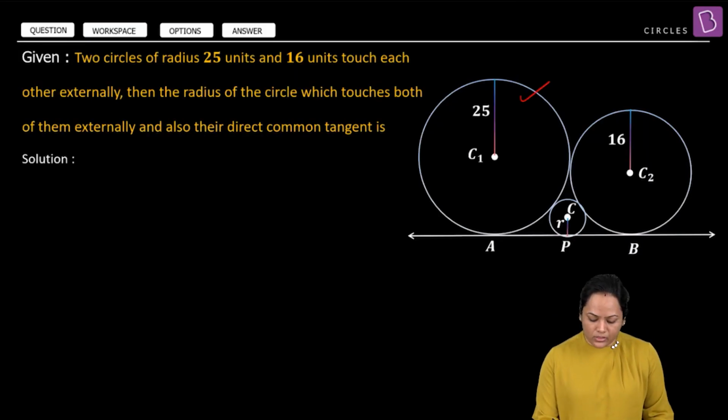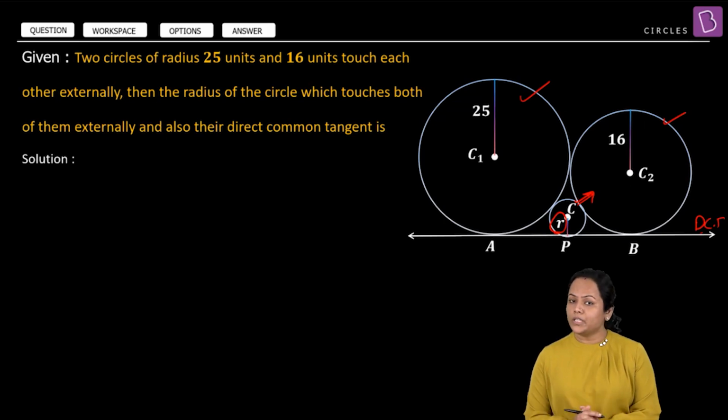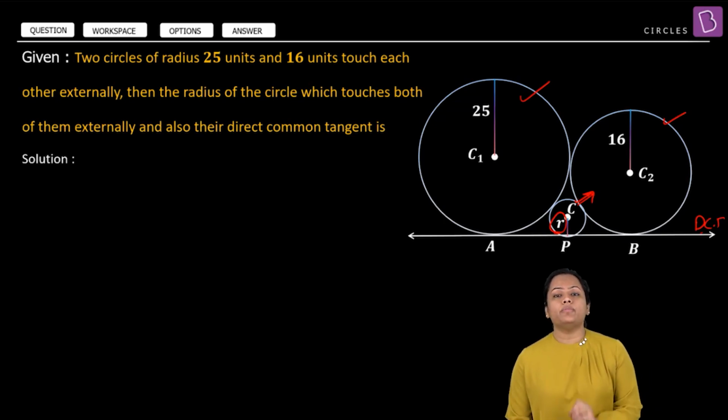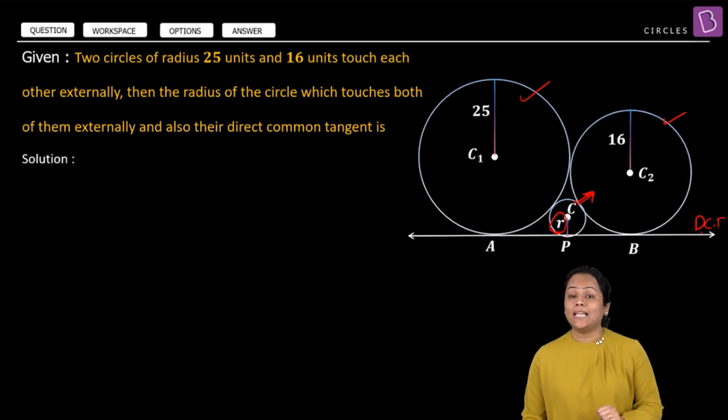I have these two circles with me, C1 and C2. There is a smaller circle having center at C, whose radius I have to get, that is small r, and this is the direct common tangent for the circles. Clear? Very well. Now, what we are going to use here is just one formula, that is the length of the direct common tangent. Yes, you heard me correct. Length of the direct common tangent. Do you remember what the formula is?